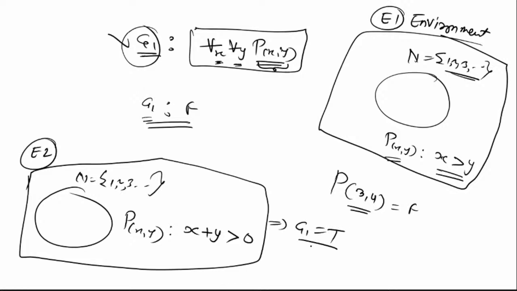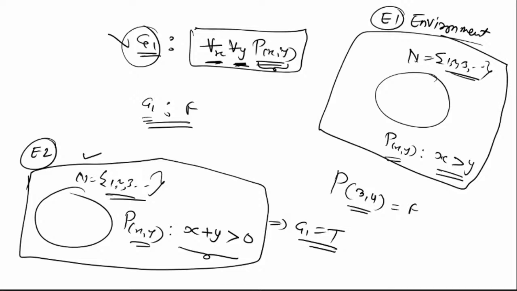Sorry, this G1 will become true in this environment, because what G1 is saying is that for all pairs, for all x, for all y, meaning all pairs x comma y, this P(x,y) must be true. Yes, in this environment E2, you can see the domain of x comma y is the set of natural numbers, and the predicate P(x,y) is this.